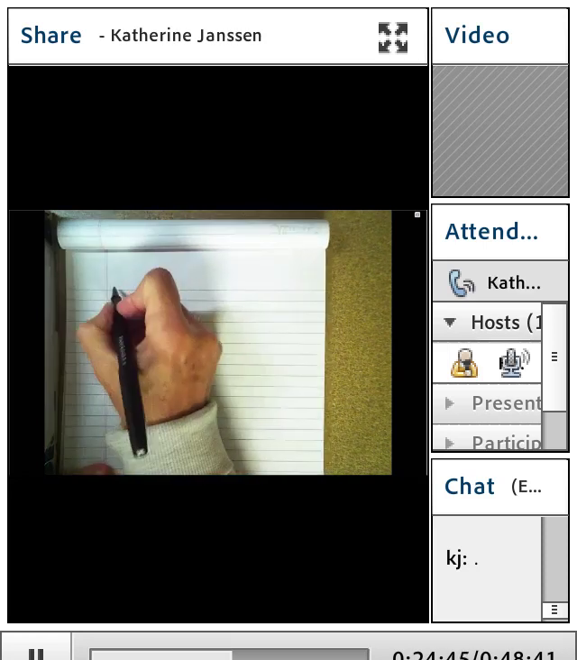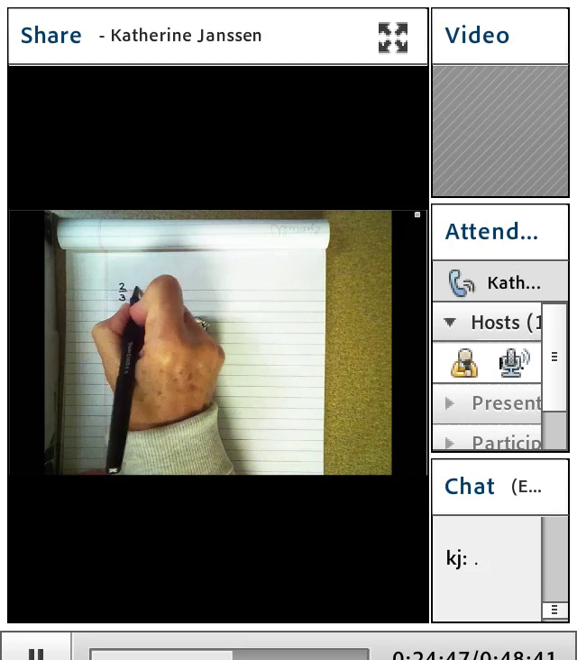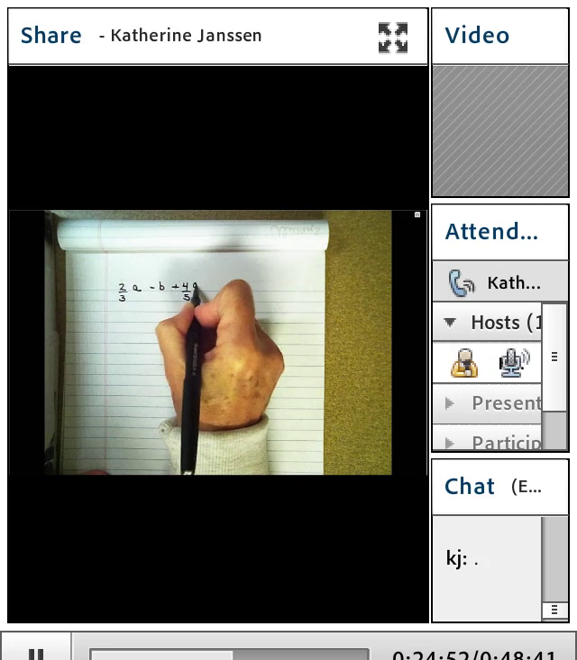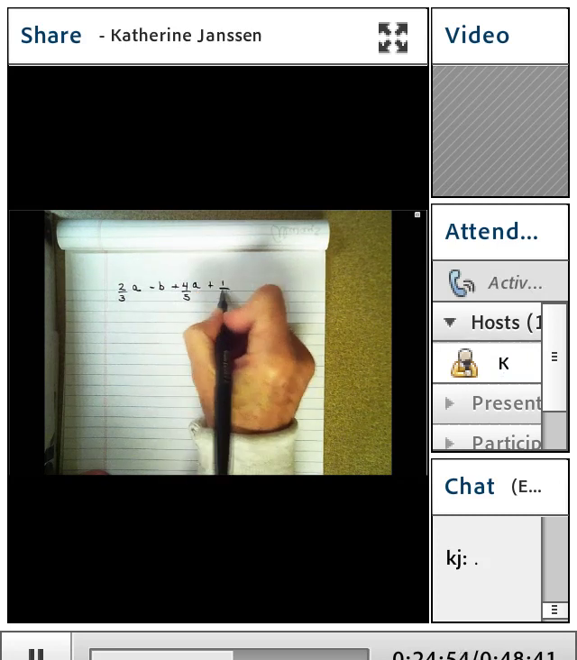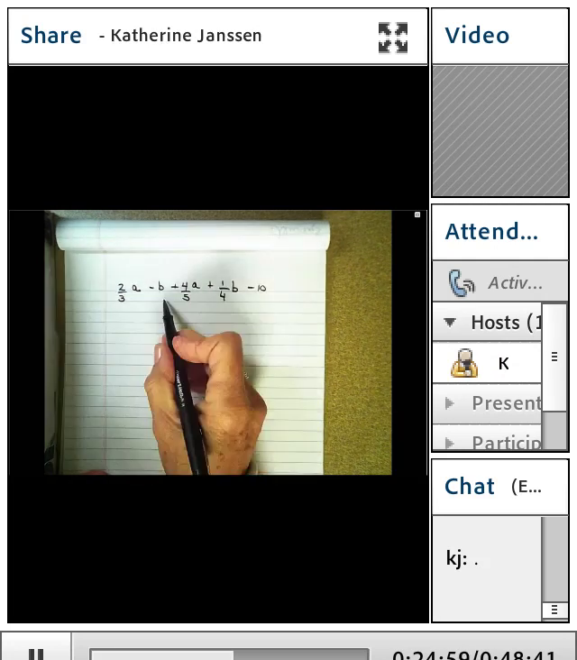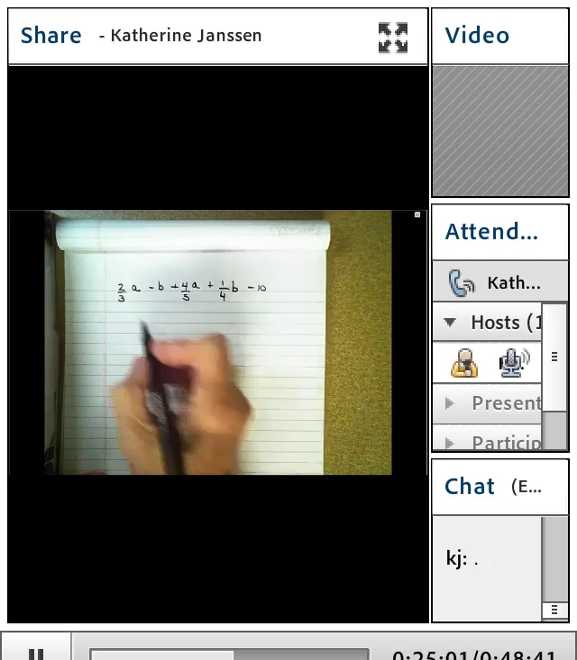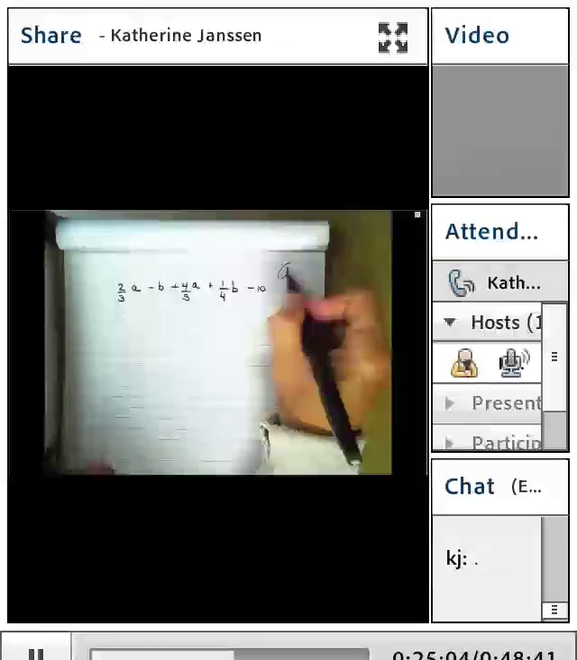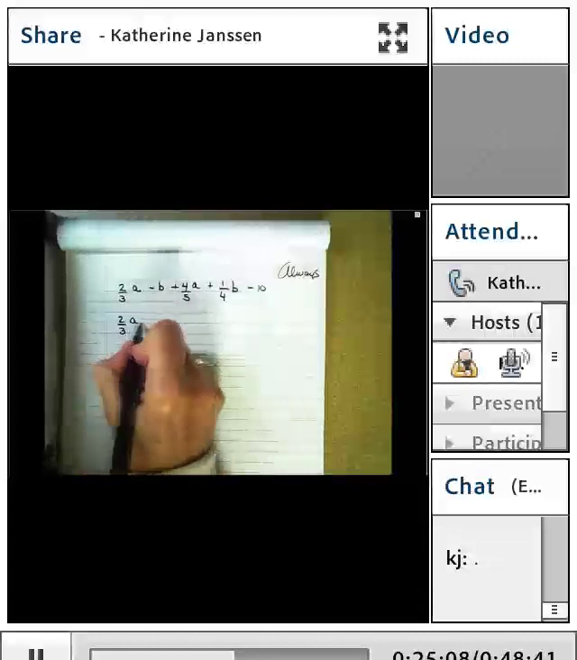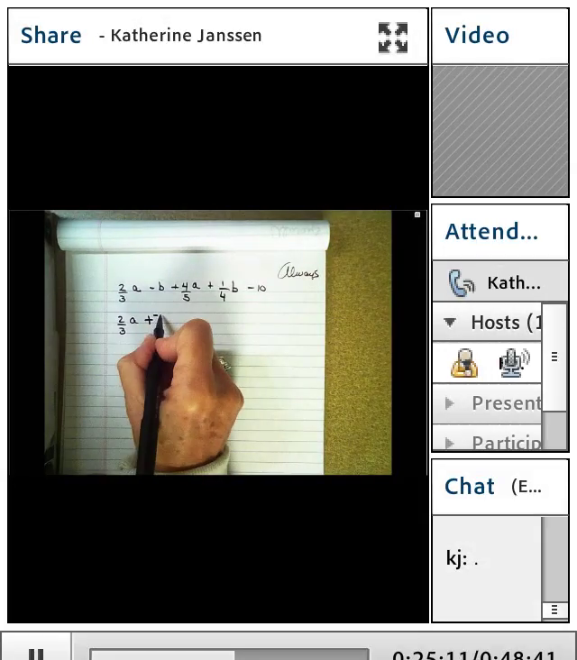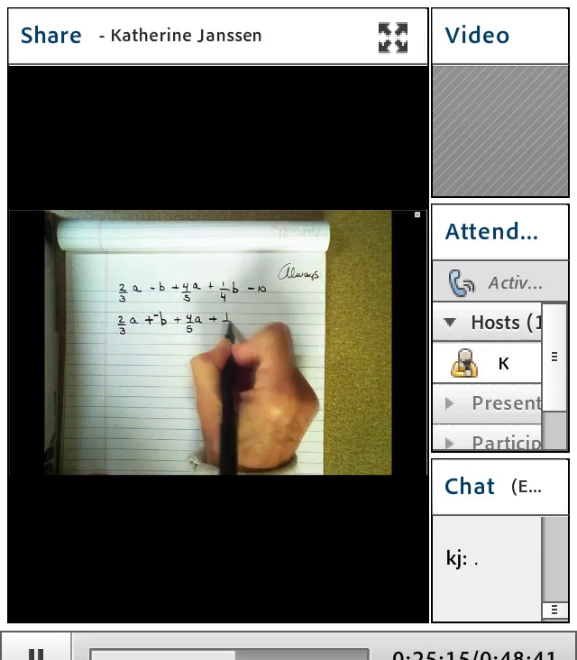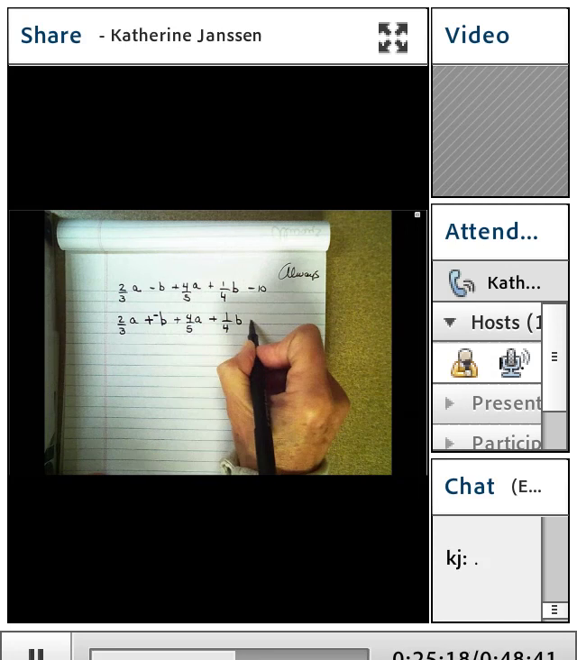We're asked to collect like terms. 2/3 a subtract b plus 4/5 a plus 1/4 b minus 10. Well, I see subtraction, so I'm always going to take care of that. 2/3 A. Change subtraction to addition, add the opposite. Plus 4/5 times A plus 1/4 times B. Change subtraction to addition and add the opposite.